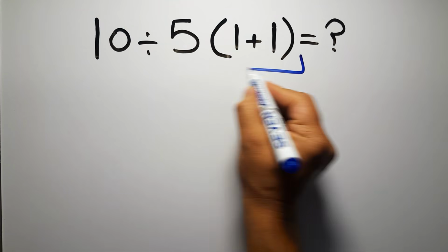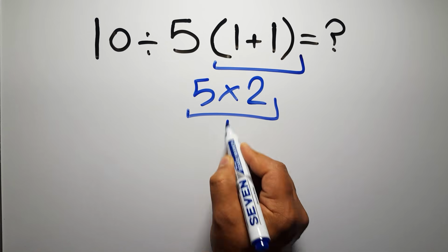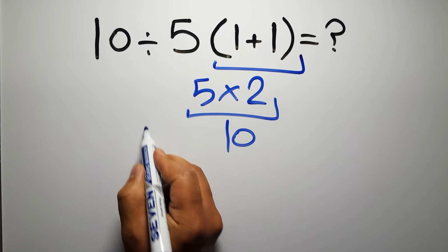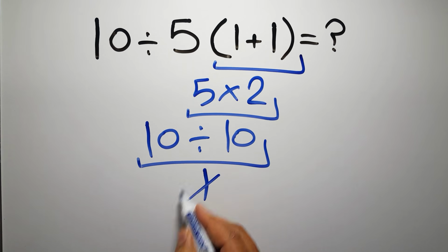1 plus 1 gives us 2. And 5 times 2 equals 10. So 10 divided by 10 gives us 1. But this answer is not correct.